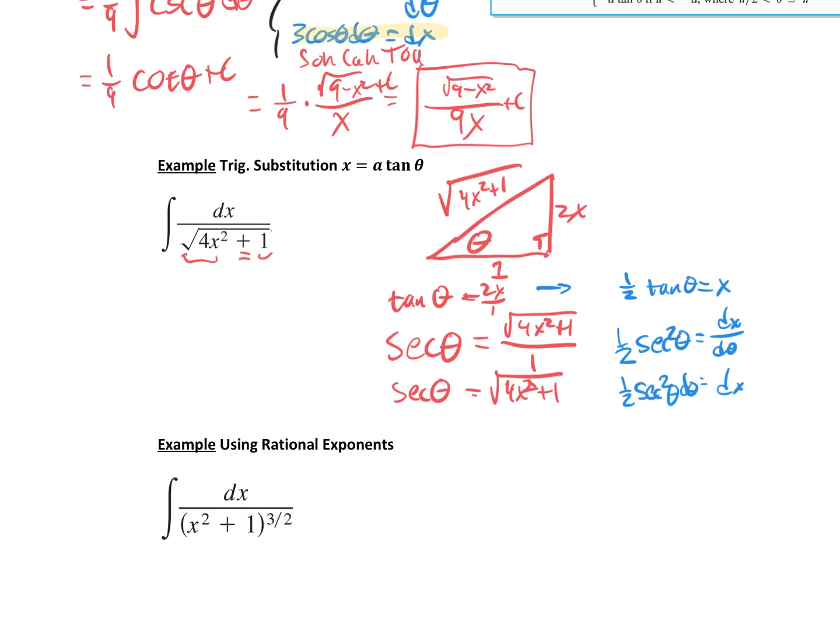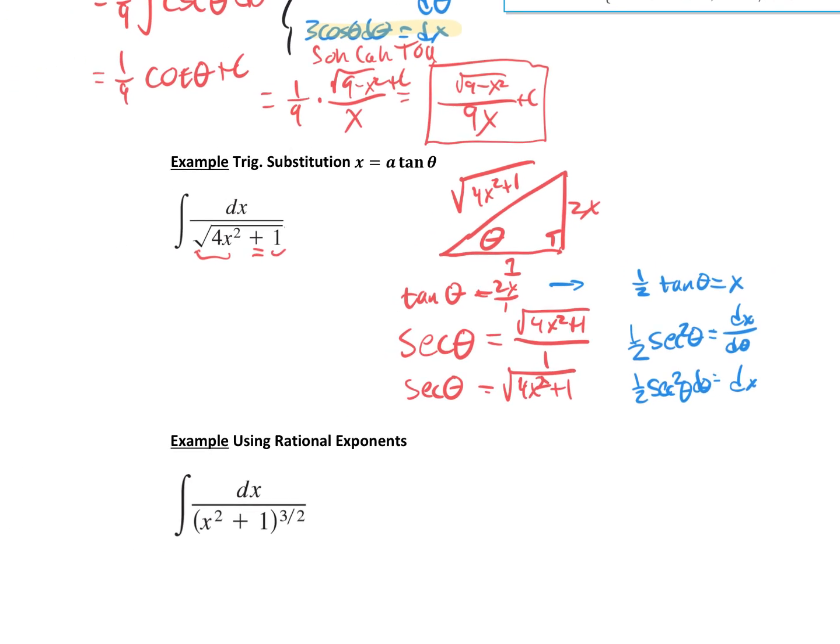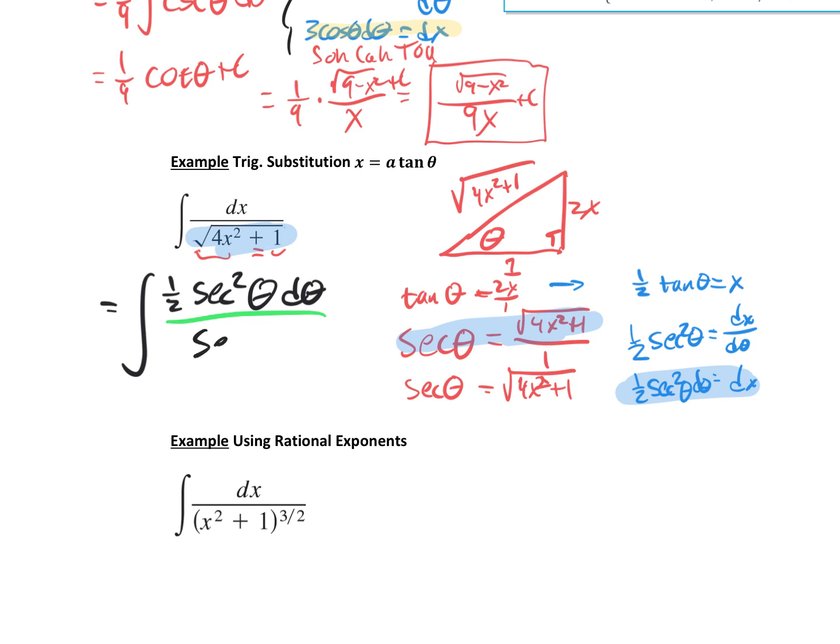Great. So we've got our dx, so we can do a bunch of substitution here. We're going to substitute for dx. So we got the integral of 1/2 secant squared theta d theta. So we used this substitution here. And now we have this expression, which we got right here. That's just secant theta. So divided by secant of theta. Well, this is going to simplify nicely, huh?